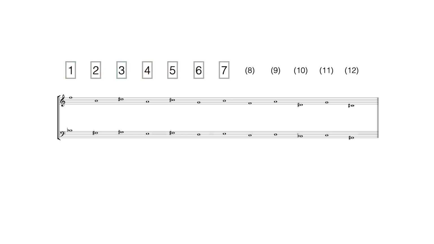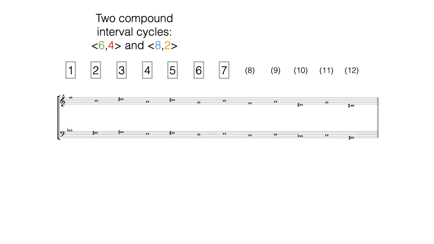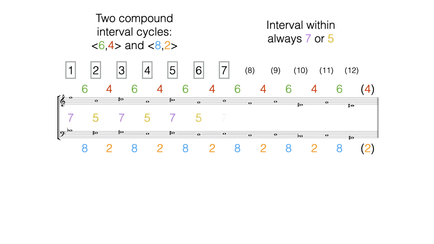The dyads originate in a layered presentation of 2 compound interval cycles, 6-4 and 8-2. The intervals within the dyads are always 7 or 5. The whole pattern would involve 12 dyads before returning to its starting point, but the music uses only the first 7 dyads.